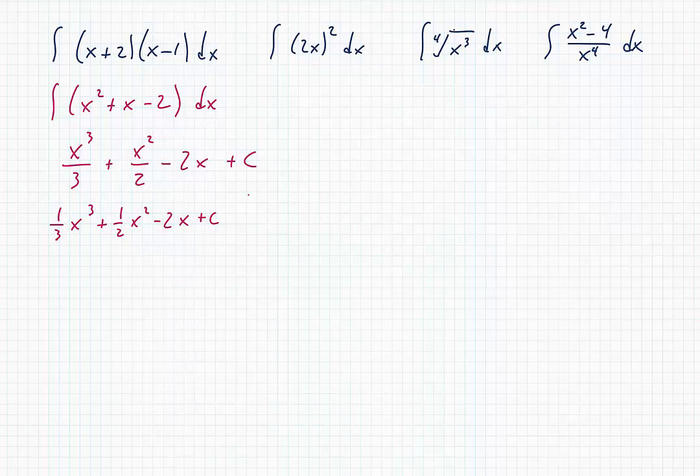In our second antiderivative that we have here, the antiderivative of the quantity 2x squared, we're going to need to get rid of those parentheses before we can do anything. We don't have anything that looks like a chain rule equivalent. So this is the same thing as the antiderivative of 4x squared dx, which will be 4 times x to the third over 3 plus c, or 4/3 x cubed plus c.